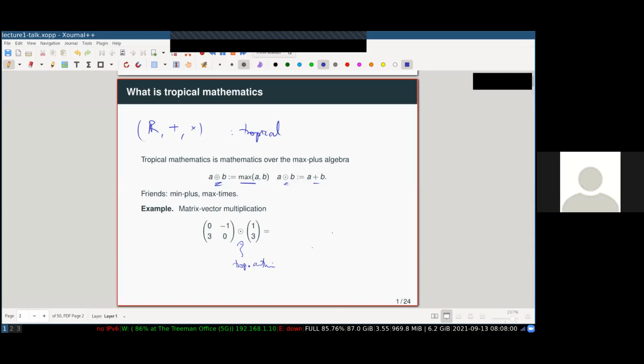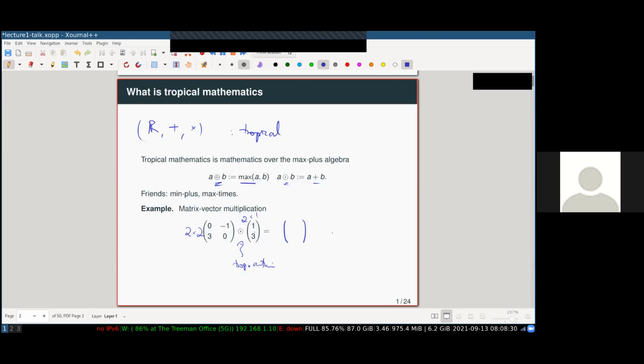Is it not possible to do it? I had to ask, the dimensions don't match, so we can't add them. So is that the solution? I think it's not possible because the dimensions don't match. Oh, the dimensions do match, right? This is 2 by 2, and this is 2 by 1. I thought tropically it didn't match, but okay, fine.